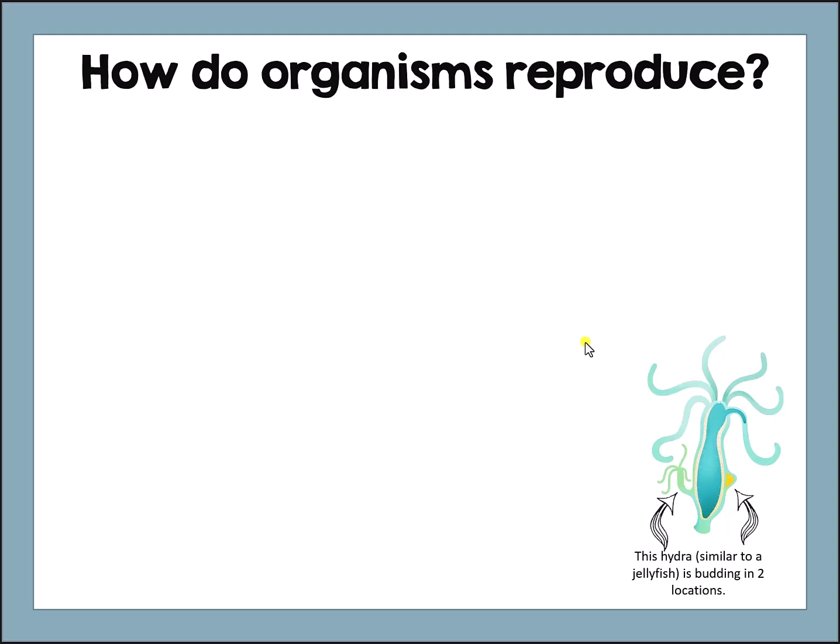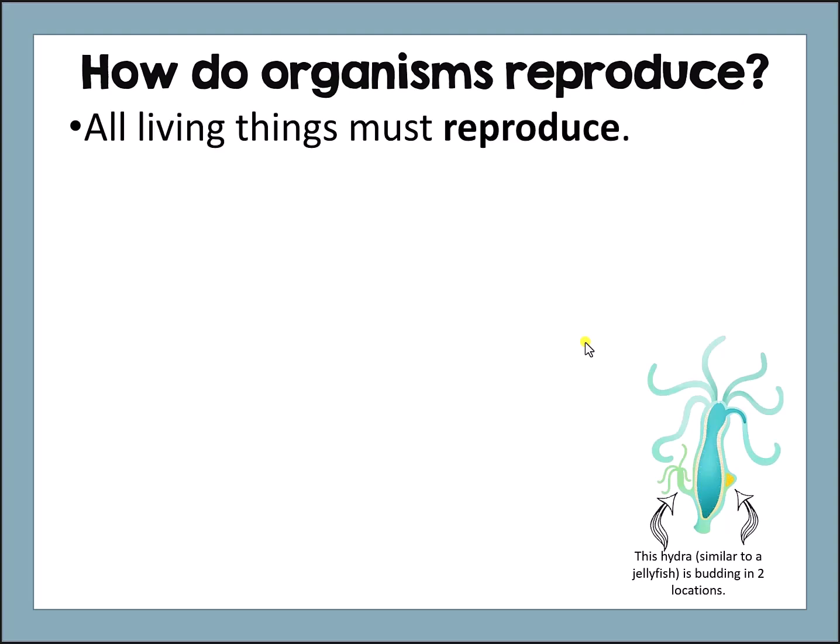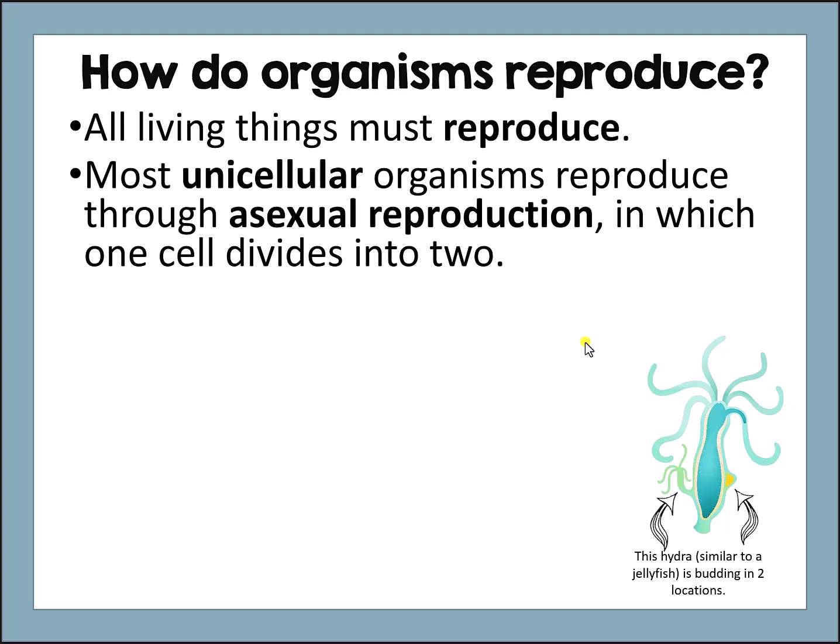So how do organisms reproduce? Cellular division is one of the ways that organisms reproduce. And as we've established with our characteristics of life, all living things must reproduce somehow. Most unicellular organisms reproduce through asexual reproduction, in which one cell divides into two. That's what we'll be talking about most in this unit. So asexual means that there's only one organism that is used as a parent. It does not require two parents.